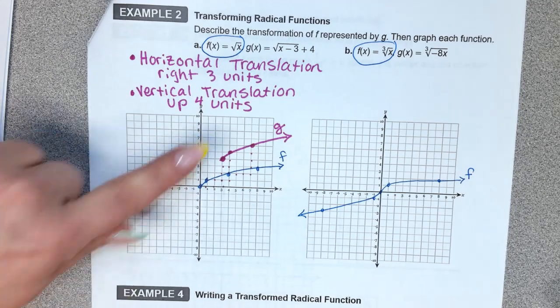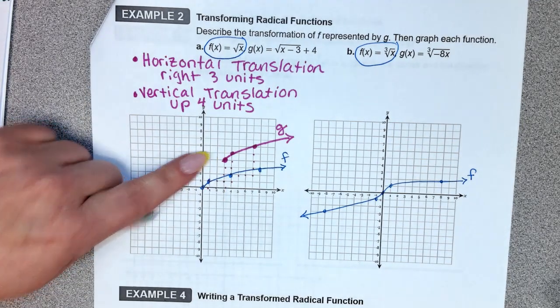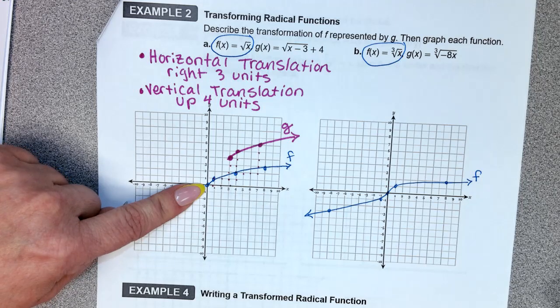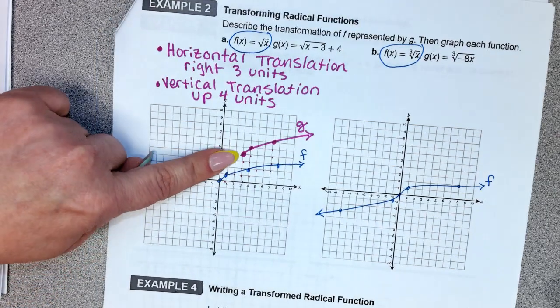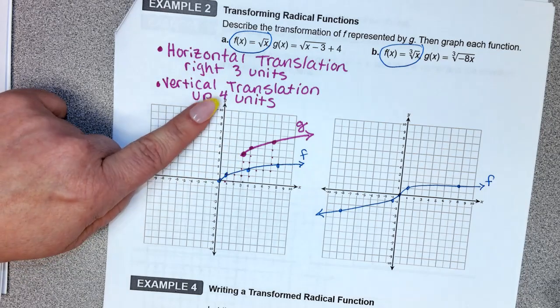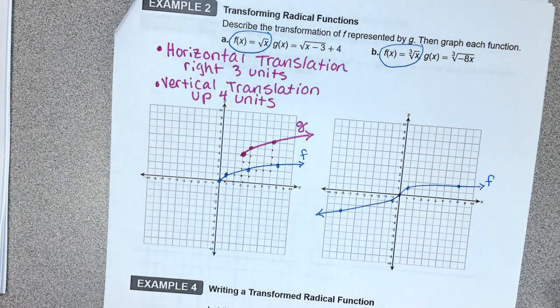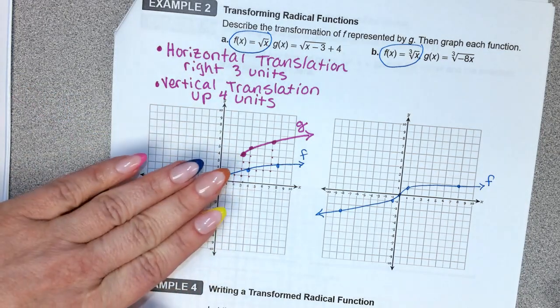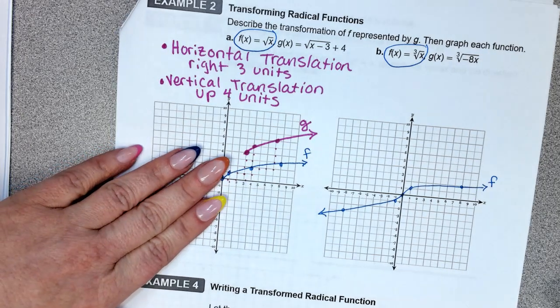Notice that these will have a different domain. The domain from here is 0 to infinity. The domain here is going to be 3 to infinity. So a translation will change your domain for the square root function. All right.